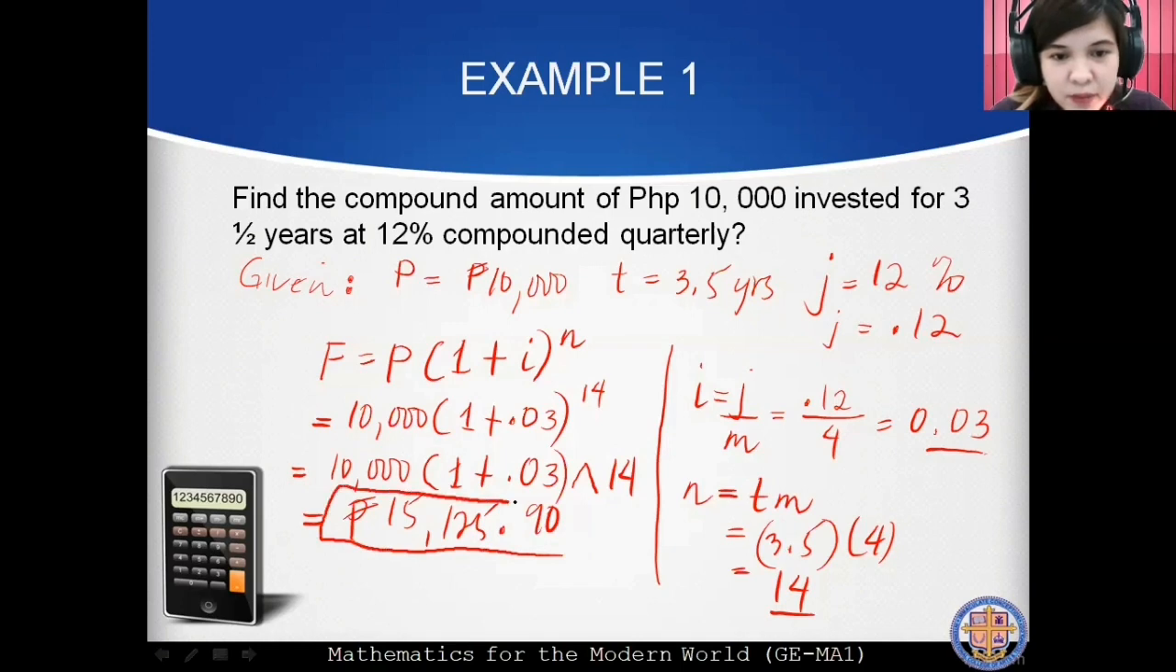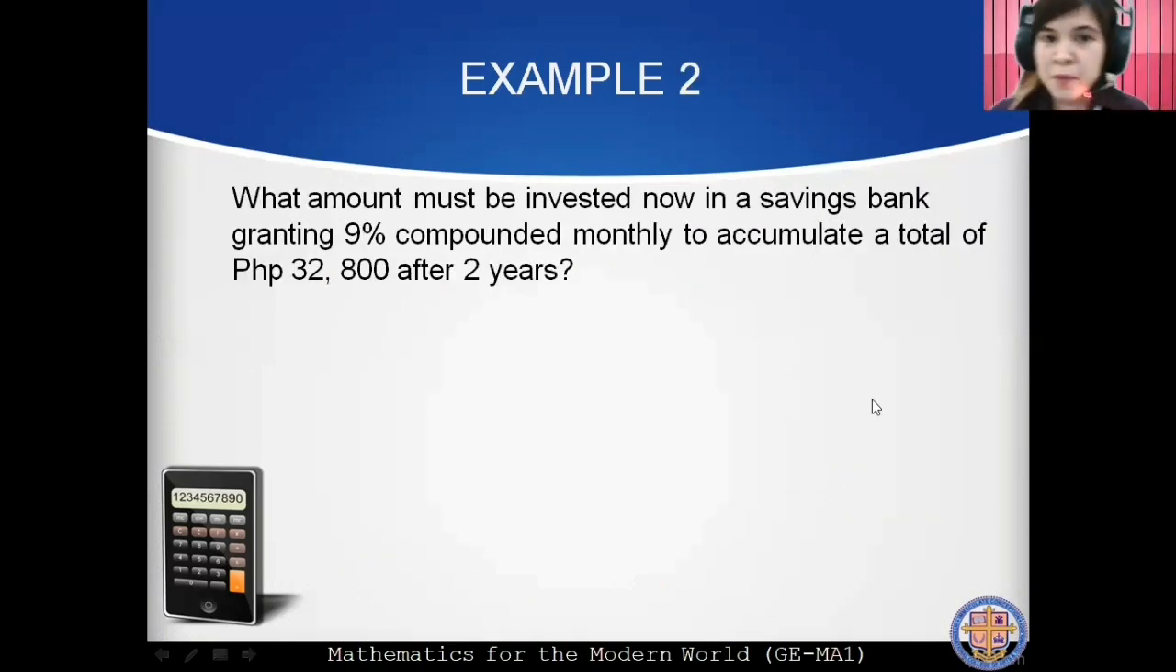Press it. Final answer. So that is our compound amount for example number 1. Example number 2. What amount must be invested now in a savings bank granting 9% compounded monthly to accumulate a total of 32,800 pesos after 2 years? Let us first write all our given.